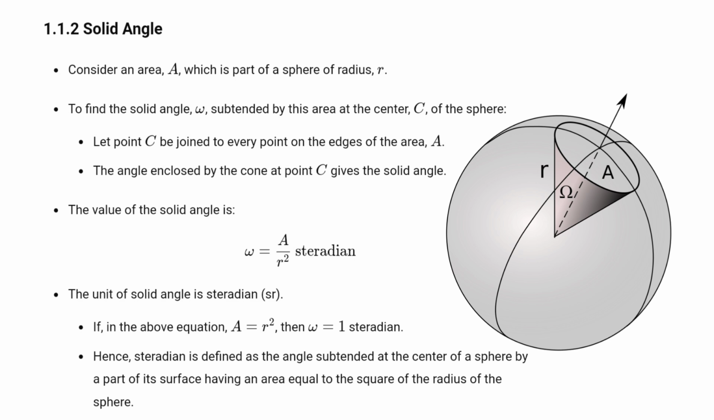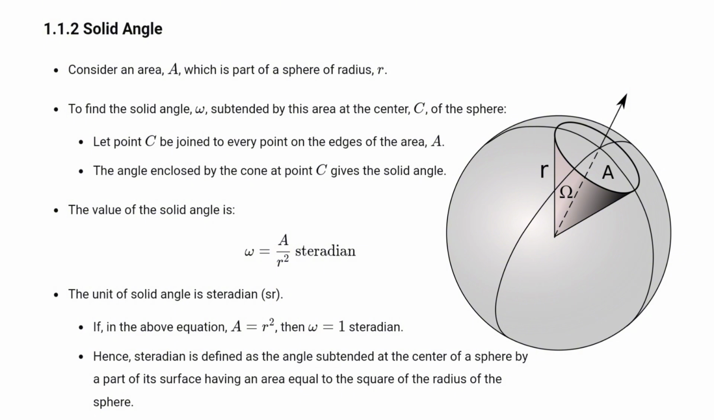The unit of solid angle is steradian. Just as we measure flat angles in degrees or radians, we measure solid angles in steradians. If in the above equation A is equal to r squared, then the solid angle will be equal to 1 steradian. If the area A equals the square of the radius r, then the solid angle is exactly 1 steradian.